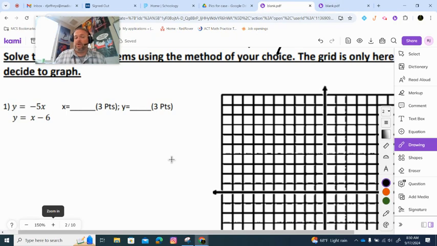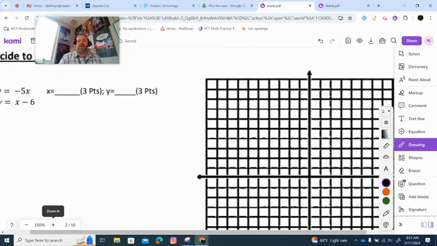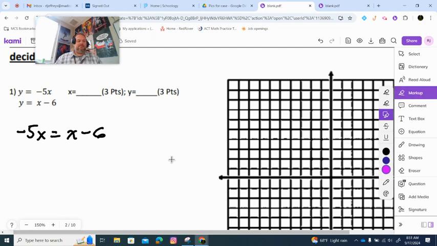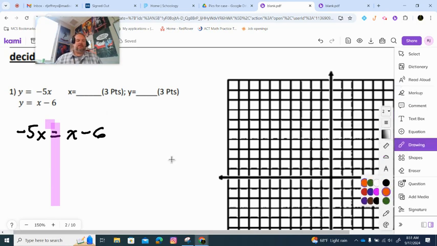I technically wouldn't graph this one, but I'm actually going to do both. I'm going to set them equal to each other. Minus x, minus x.